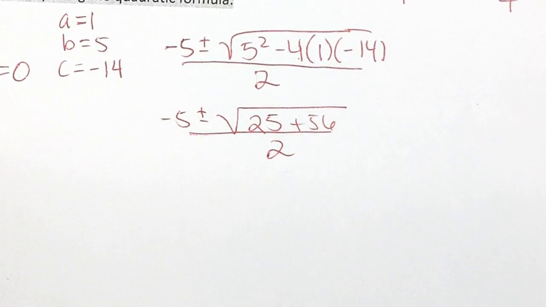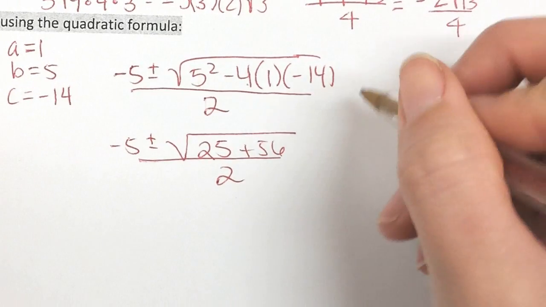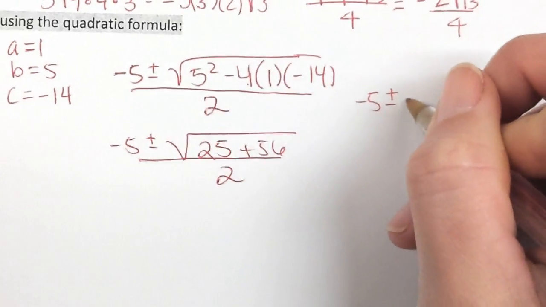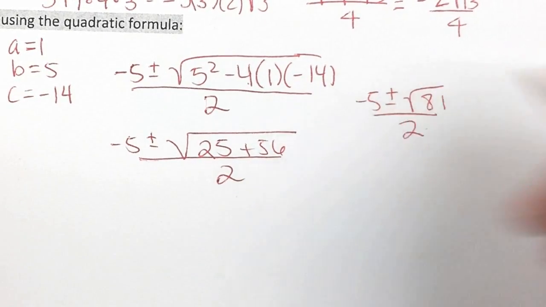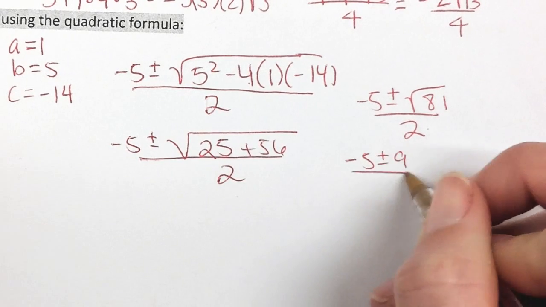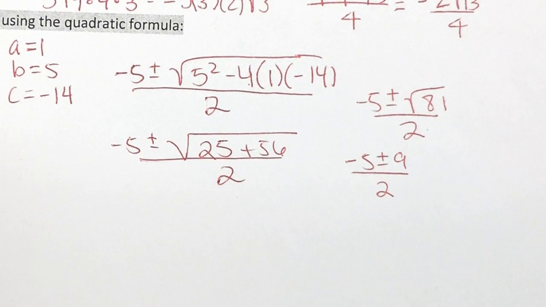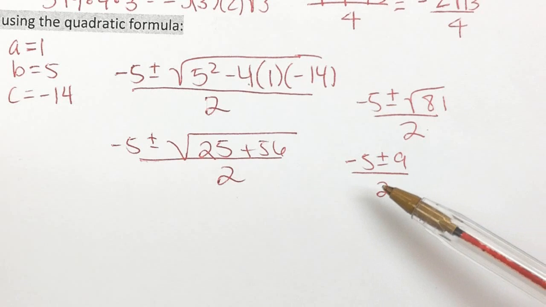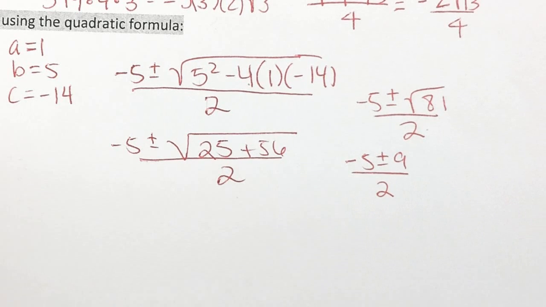And what is 25 plus 56? Oh, well, this one the answer will be pretty nice. Square root of 81 is going to be what? So -5 plus or minus 9 over 2. A lot of y'all, I've seen this, make sure when you put the 2 on the bottom that you're not just putting it underneath the 9. It's going to be underneath the entire problem, because if you don't, it'll mess up your answer.